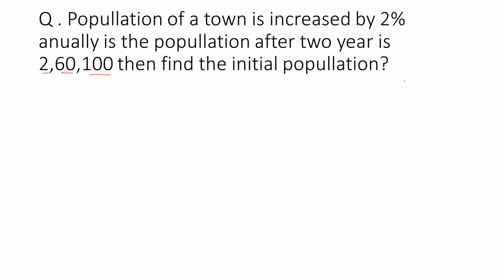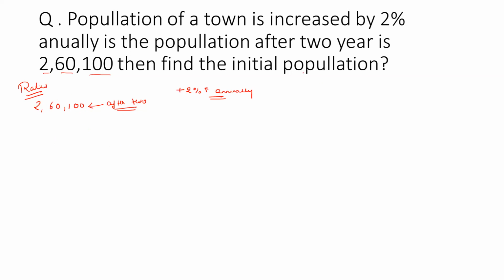So what is given in this question? They have given you the population, 2,60,100. But this population is after 2 years. And how is the population increasing? The population is increasing by 2% annually. So how to tackle this kind of question? By using the ratio method.